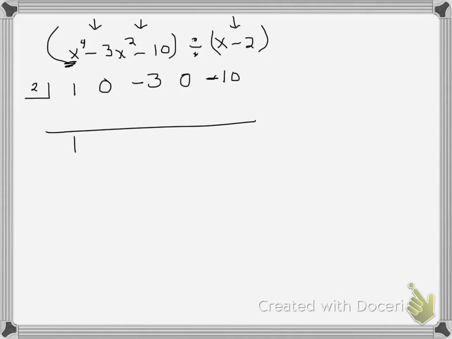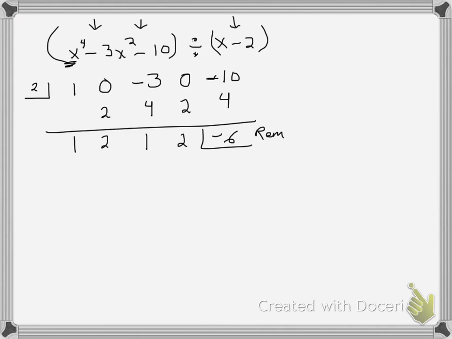Draw it down. 1 times 2 is 2. Take the sum. 2 times 2 is 4. Take the sum. 1 times 2 is 2. Take the sum. 2 times 2 is 4. Take the sum. Just like that. This is my remainder over here.